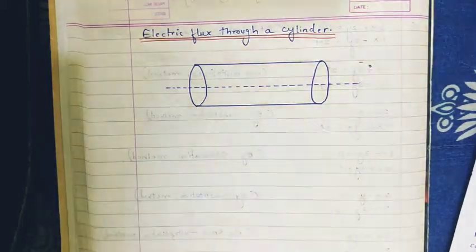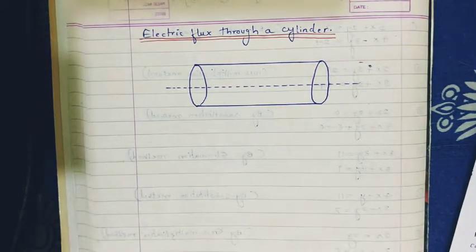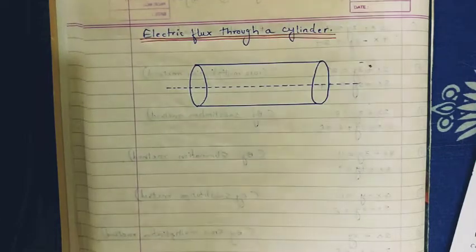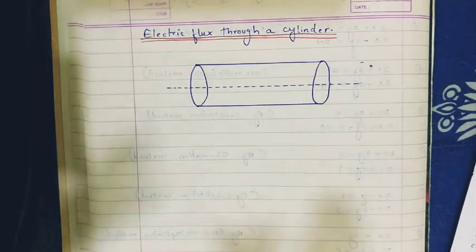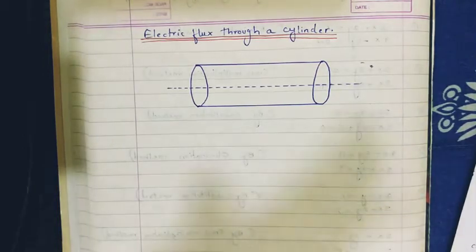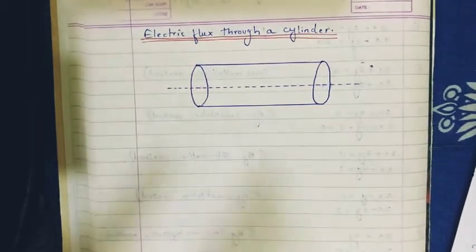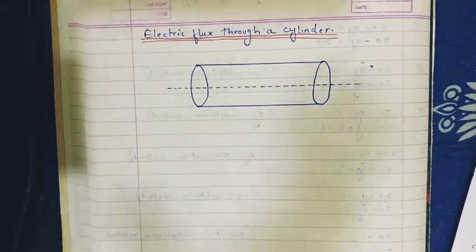Hello students, in today's class we are going to learn this topic, that is electric flux through a cylinder. Basically this is a figure, a cylinder, a closed surface I have kept. This cylinder will be placed in a uniform electric field, and we are going to find out the total flux coming out from all the surfaces of the cylinder.